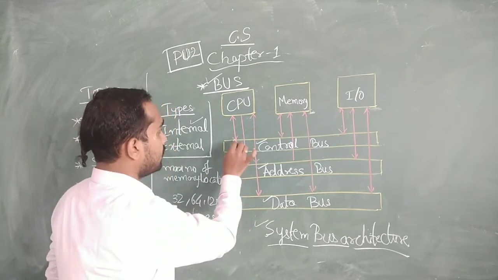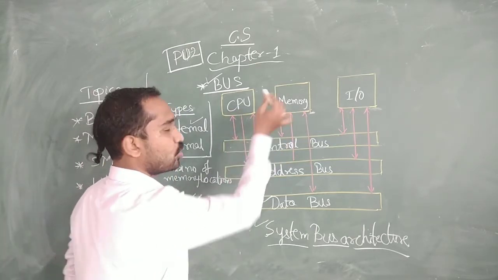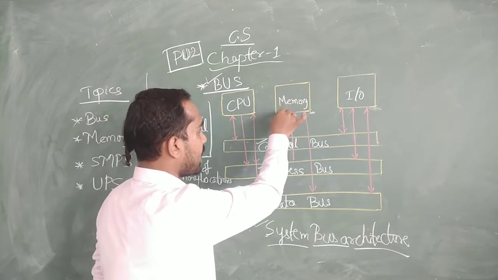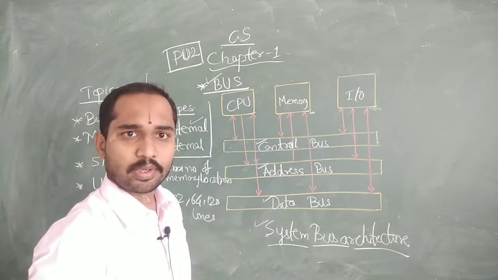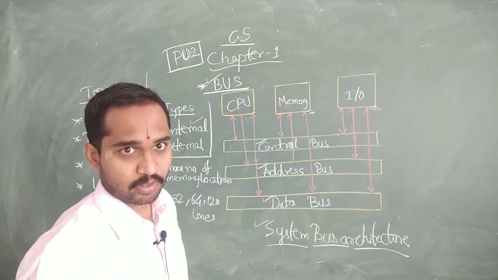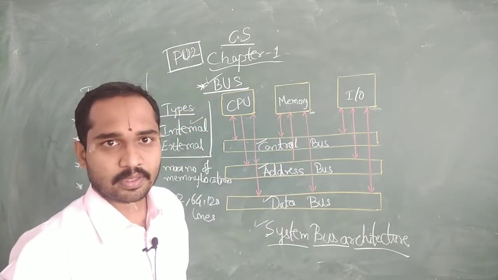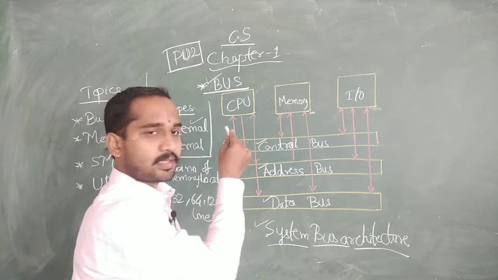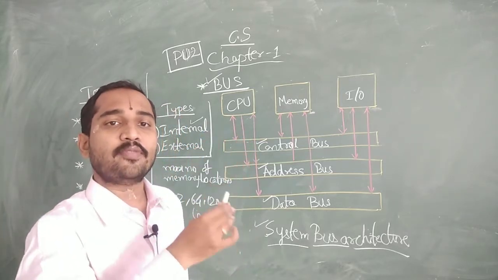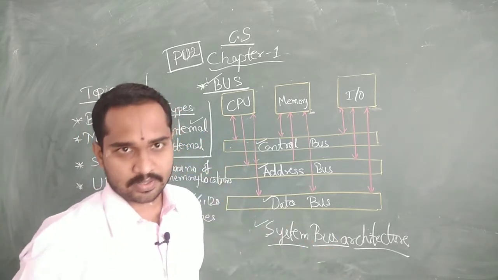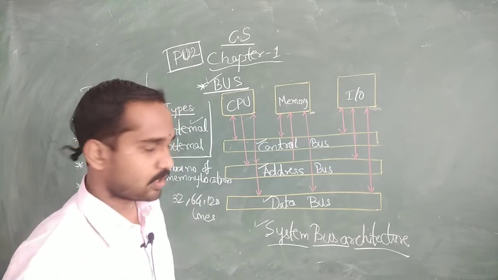Means the signal can come from the CPU and go to memory, or can come from memory and go to the CPU. It is a bidirectional bus. Please remember, the control bus is a bidirectional bus, correct? Because this control signal can come from any device and reach any device. This is the control bus.